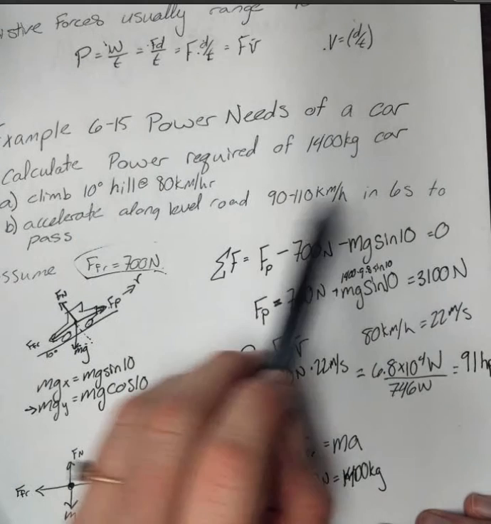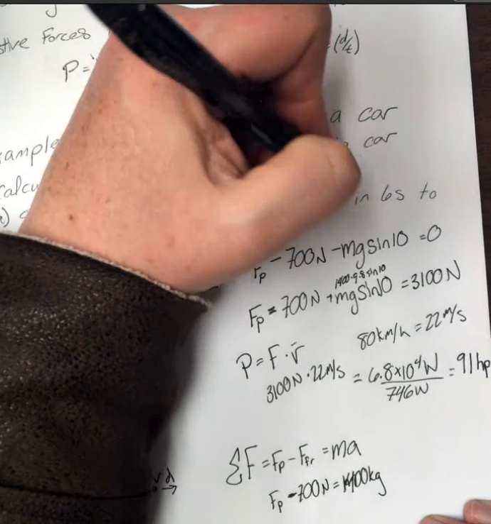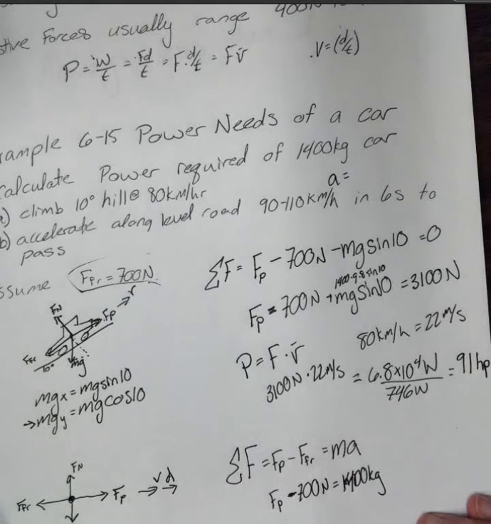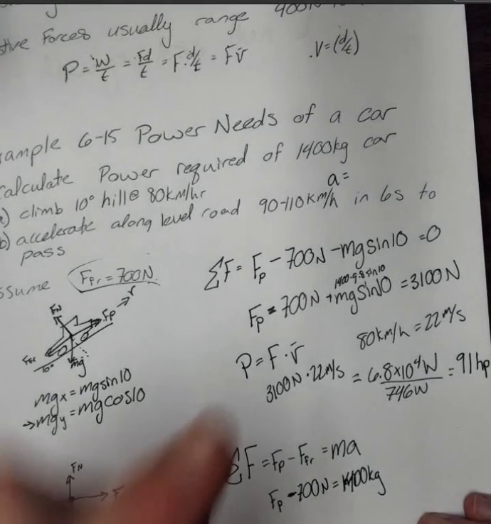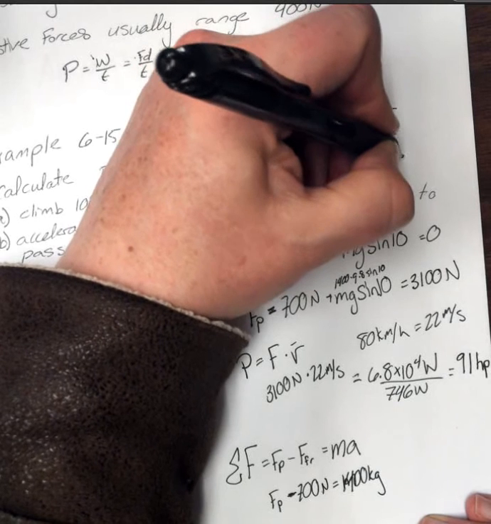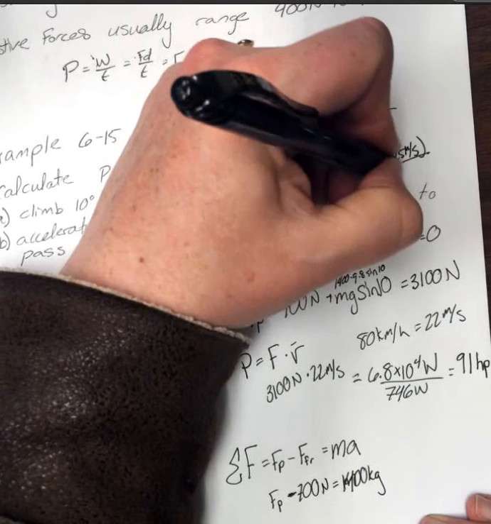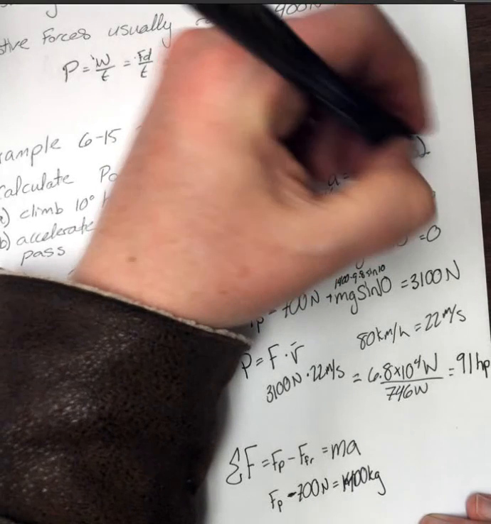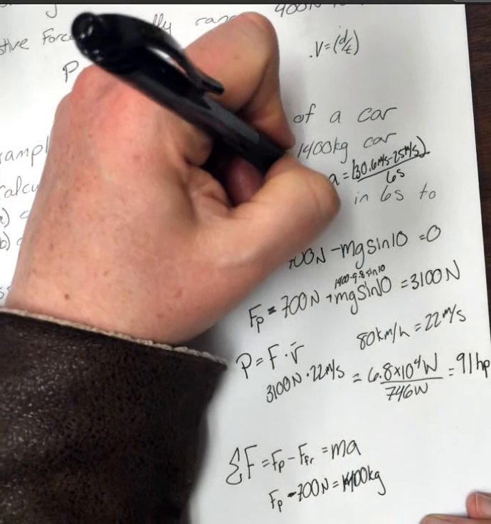We were given 90 to 110 kilometers per hour in 6 seconds. So I can calculate acceleration from that. I'm going to convert 90 and 110 kilometers per hour into meters per second: 90 kilometers per hour is 25 meters per second, and 110 kilometers per hour is 30.6 meters per second. So 30.6 meters per second minus 25 meters per second, and that change in velocity happens over the course of 6 seconds. So our acceleration is equal to 0.93 meters per second squared.